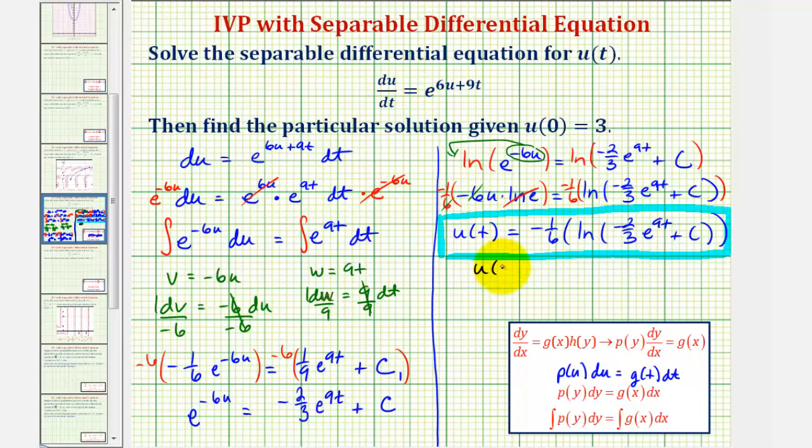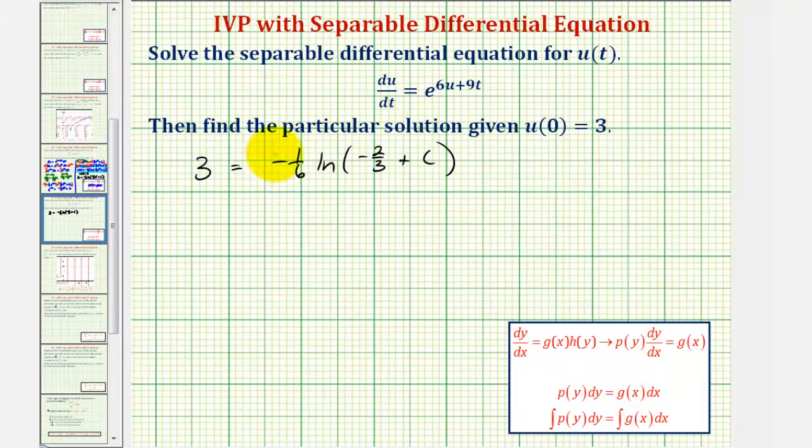Notice if u of 0 equals 3, when the input t is 0, the output or function value would be 3. So this would give us the equation 3 equals, we'd have negative 1/6 times natural log of negative 2/3. This would be e to the 0 since t is 0 plus c. Since e to the 0 is just 1, this would just be negative 2/3. Let's finish solving this for c on the next slide. Let's clear this fraction by multiplying both sides of the equation by negative 6. So that would give us negative 18 equals natural log of negative 2/3 plus c.